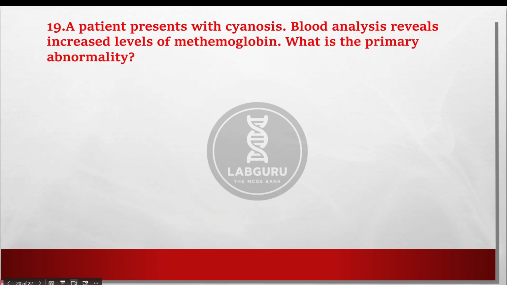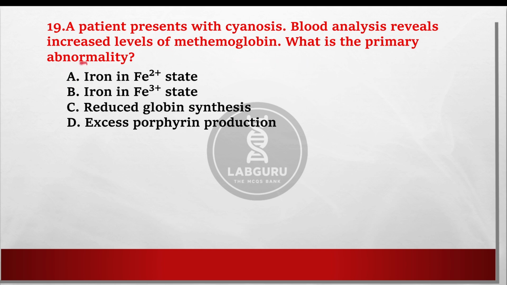Question number 19. A patient presents with cyanosis. Cyanosis means the bluish discoloration of the skin, lips or nails, caused by insufficient oxygen in the blood. So the patient presents with cyanosis. Blood analysis reveals increased level of methemoglobin. What is the primary abnormality? The options are option A, iron in ferrous state. Option B, iron in ferric state. Option C, reduced globin synthesis. And option D, excess porphyrin production.